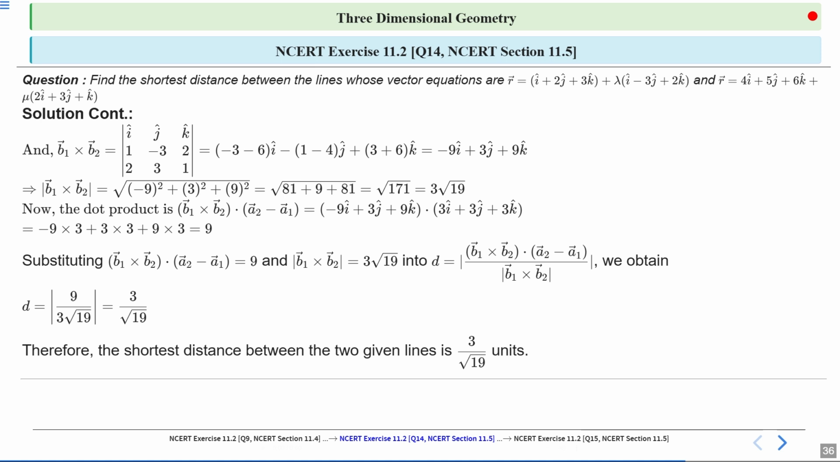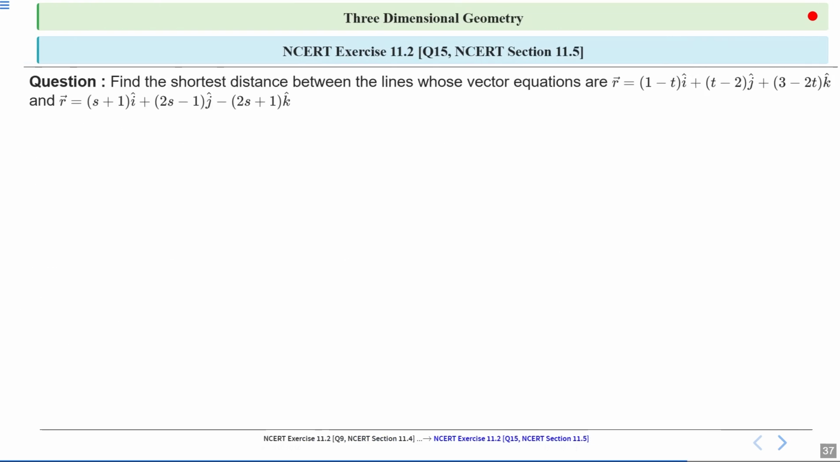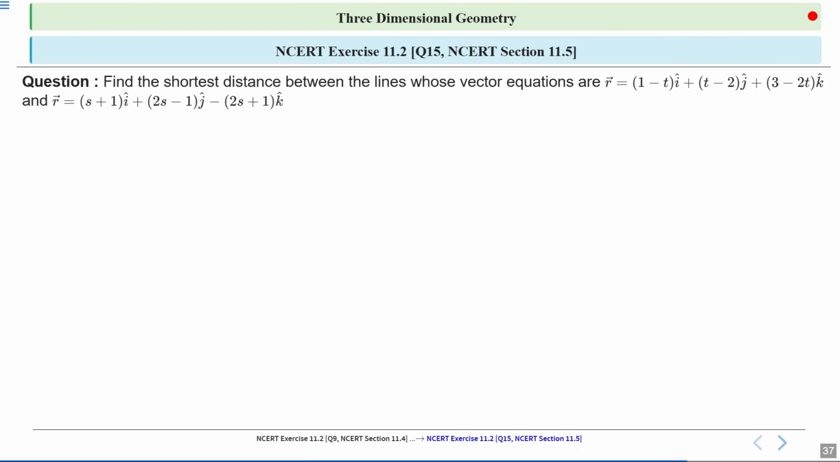Okay. Hope it's clear to all. Let's move to the next question, NCERT exercise 11.2 question number 15, which says: find the shortest distance between the lines whose vector equations are r = (1 minus t) i cap plus (t minus 2) j cap plus (3 minus 2t) k cap, and r = (s plus 1) i cap plus (2s minus 1) j cap plus (minus 2s plus 1) k cap, right?